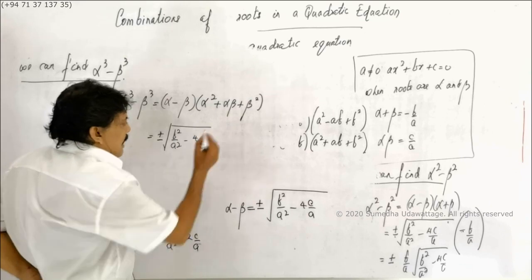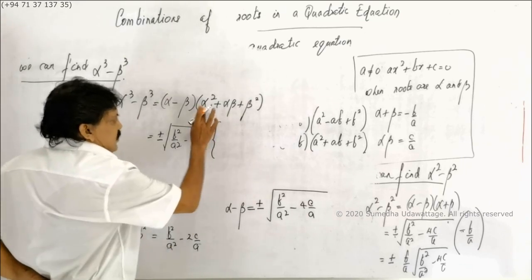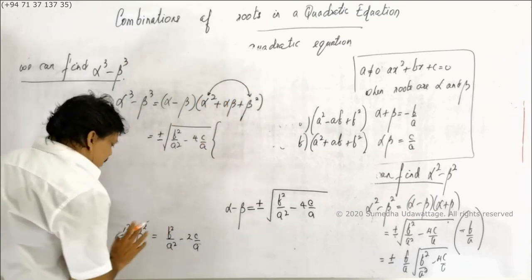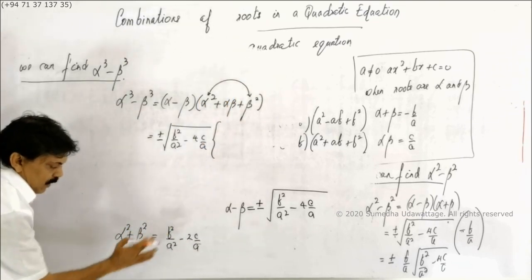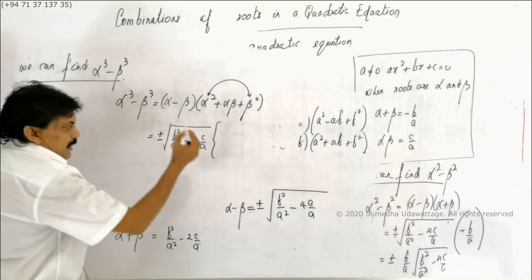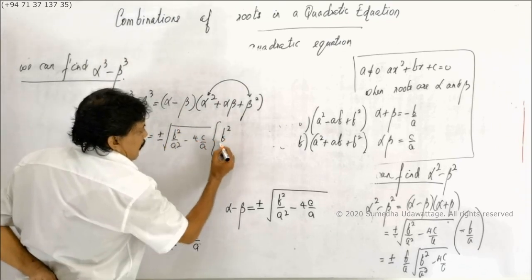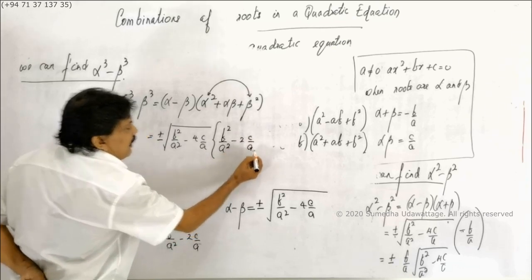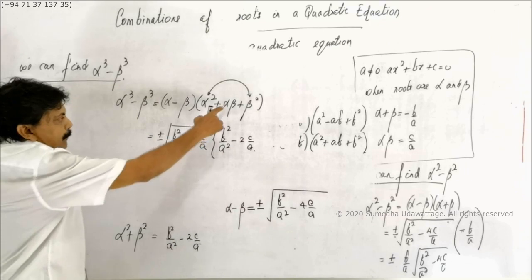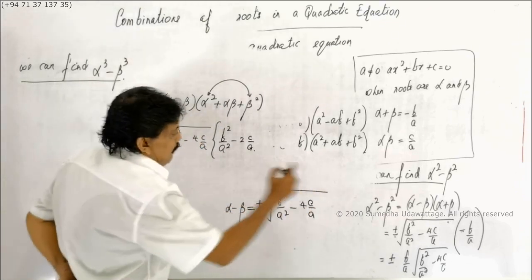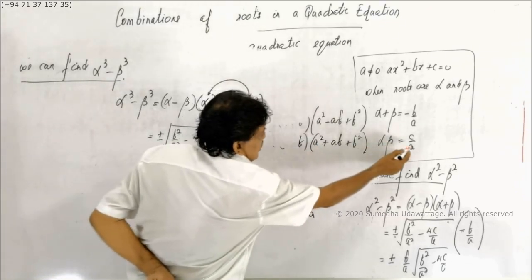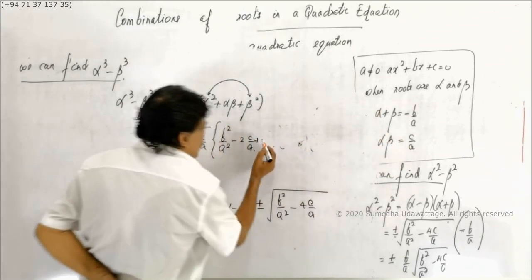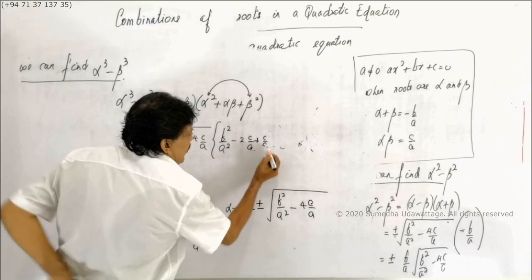Then alpha squared plus beta squared, these two values. It was alpha squared plus beta squared was b squared over a squared minus 2c over a. And you got plus alpha beta, and alpha beta was c over a. Plus c over a.